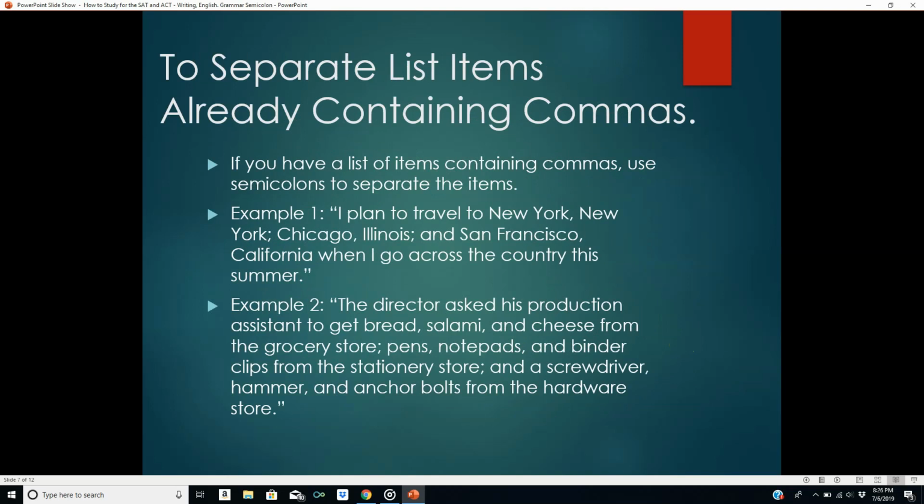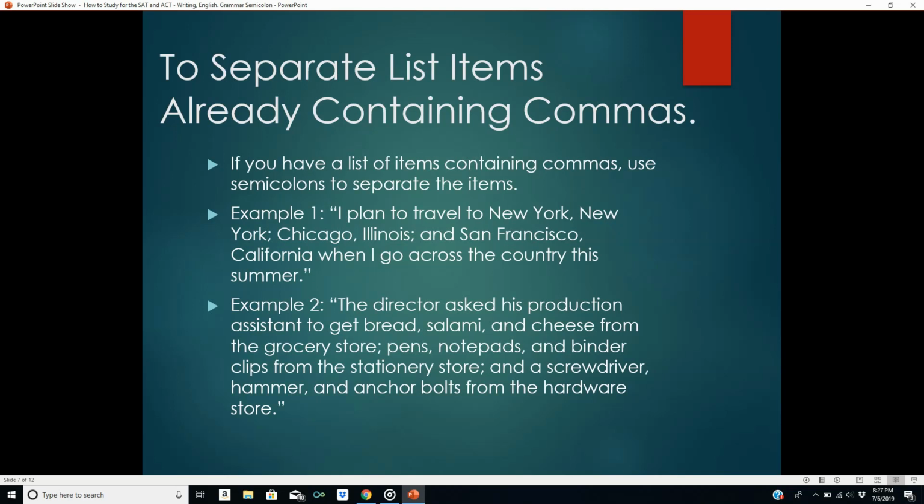Moving right along, we also use semicolons to separate list items already containing commas. If you have a list of items containing commas, use semicolons to separate the items. Example 1: I plan to travel to New York, New York; Chicago, Illinois; and San Francisco, California, when I go across the country this summer.